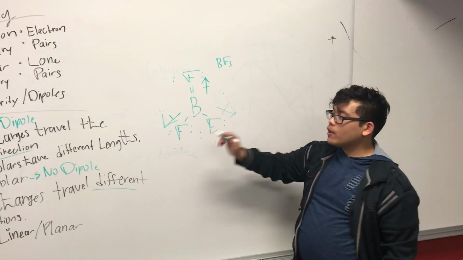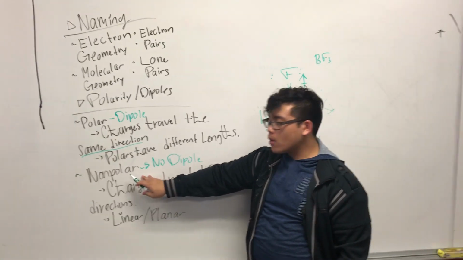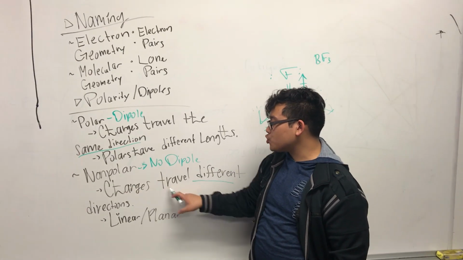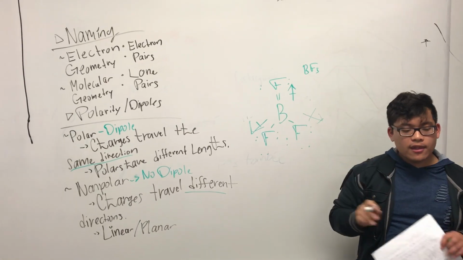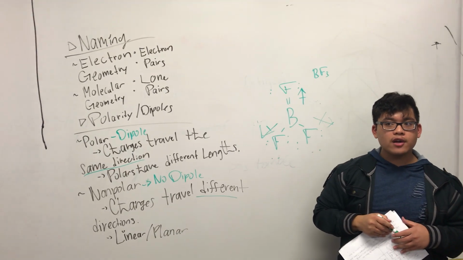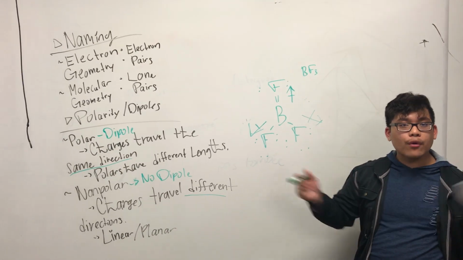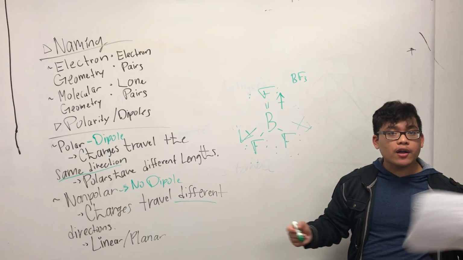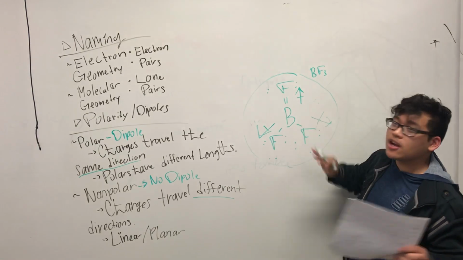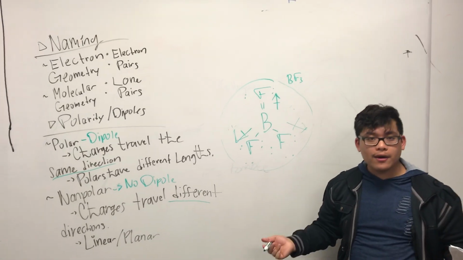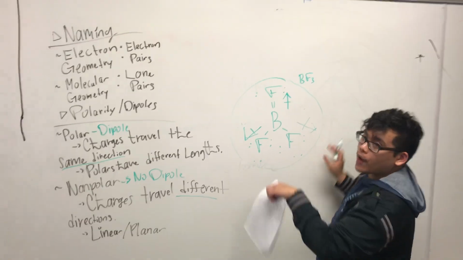Since we're going by the rules, a compound is nonpolar when the charges travel in different directions. You see, all the charges go in a different direction, and the reason this is nonpolar is because all the electrons are going out in different directions, meaning they're stuck. There's nowhere to go. After they go out, all the electrons are just stuck in a bubble, so they can't make a polarity. That's the concept behind the directions.